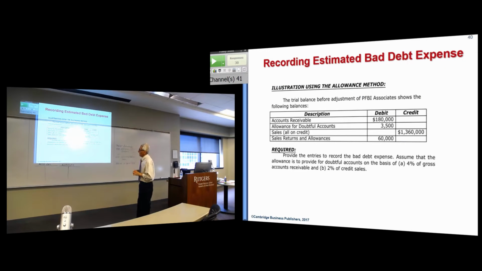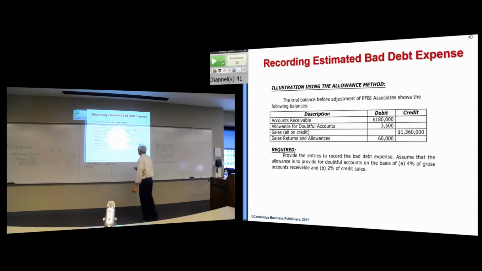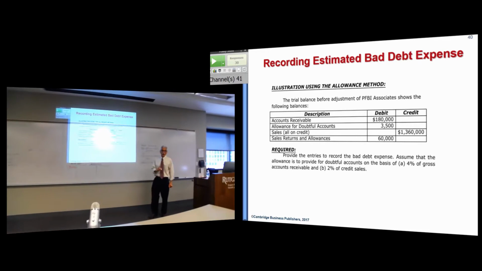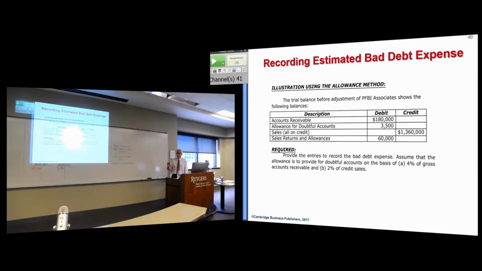So in this example, we've got accounts receivable with a balance. Of course, it should have a debit balance of 180. And as we said, you could have an allowance with a debit balance as well. You have to be very careful. This is a debit balance of 3.5. And that means that you underestimated your write-offs last year, and therefore you're shifting income. Those slides come later. We've already covered those. You don't have to worry about that.